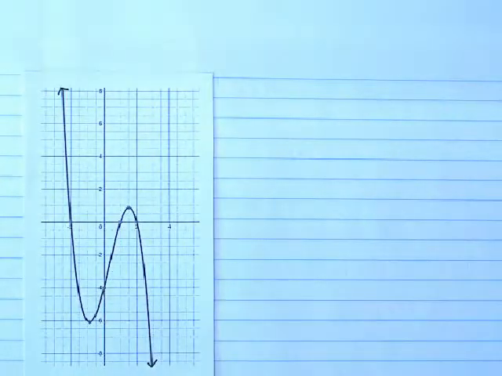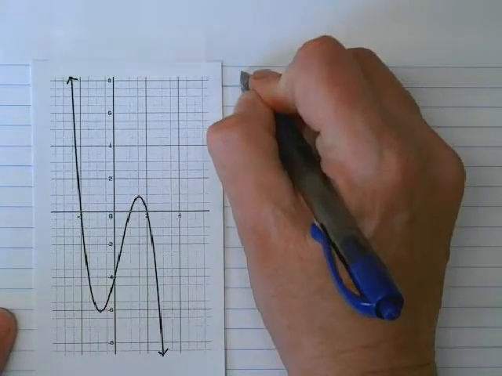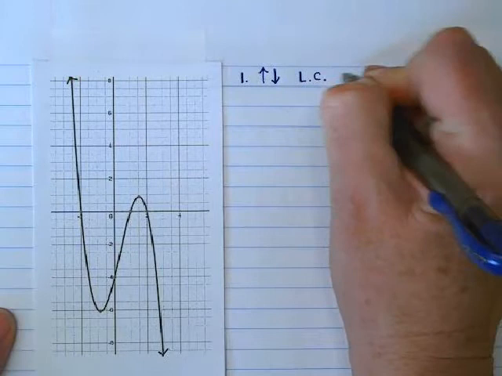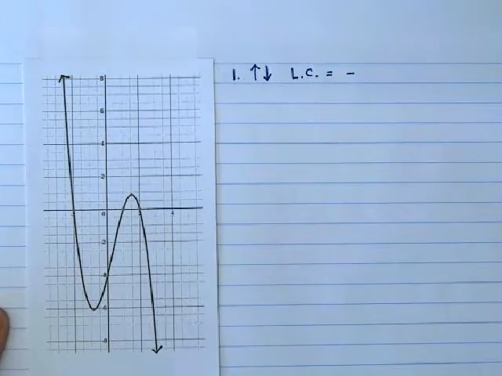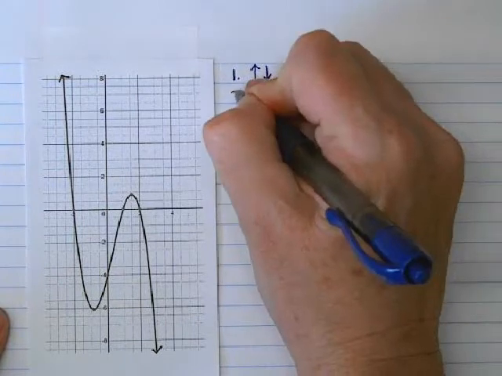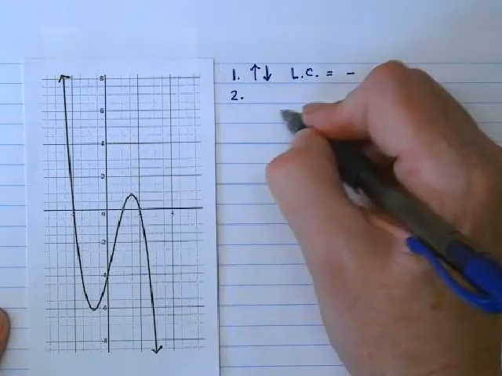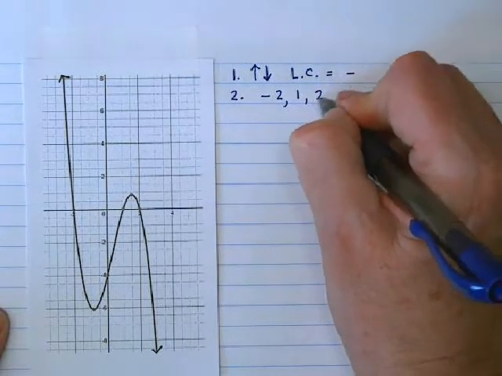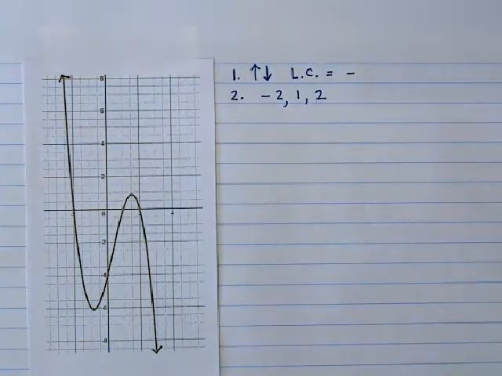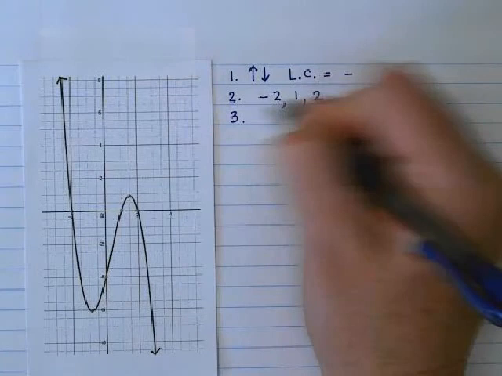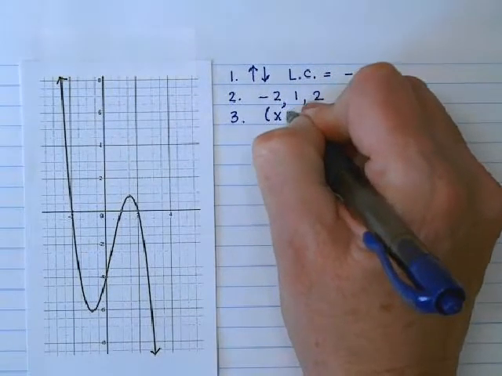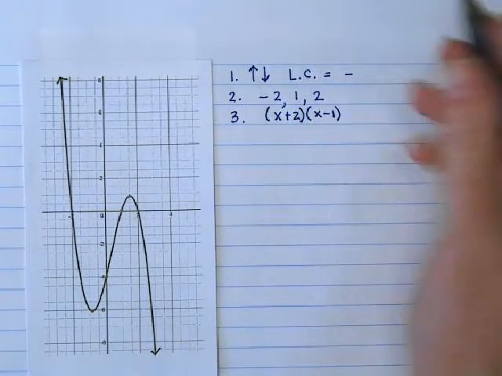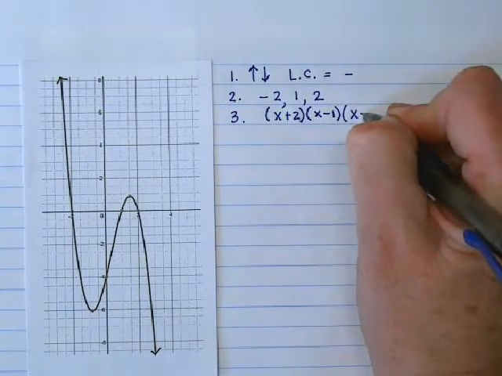The first thing I'm going to do is determine the leading coefficient. Since it goes up, down, the leading coefficient is negative. That's going to be important. The second thing we said we should do is find the zeros. There's one at negative 2, there's one at 1, which is kind of hard to see on this, and there's one at 2. Now we're going to find the factors. If negative 2 is a 0, then x plus 2 is a factor. If 1 is a 0, then x minus 1 is a factor. If 2 is a 0, then x minus 2 is a factor.